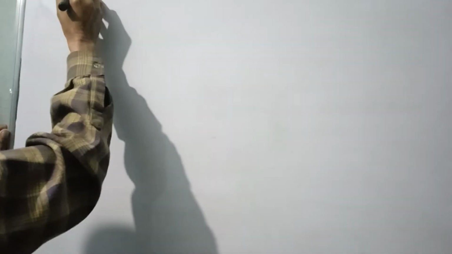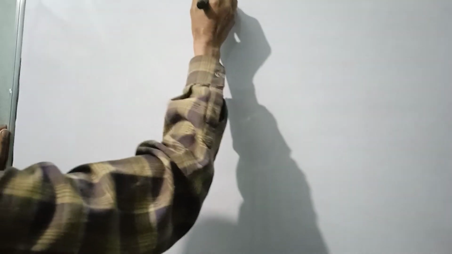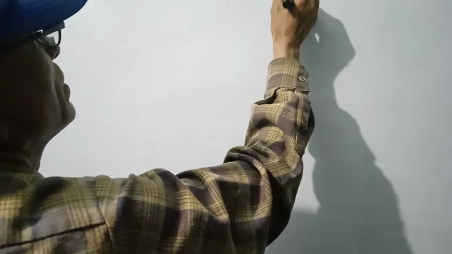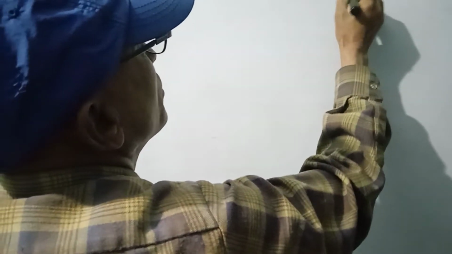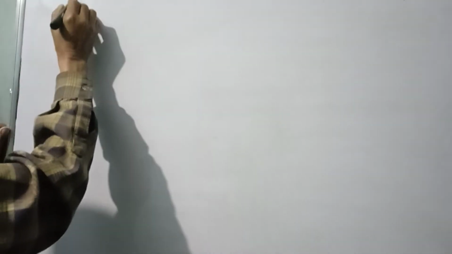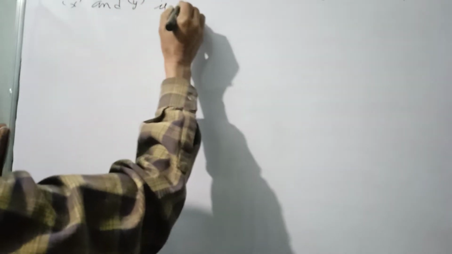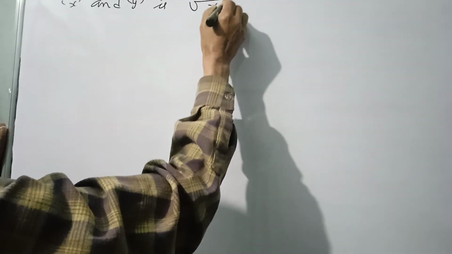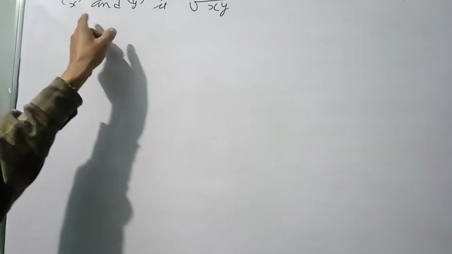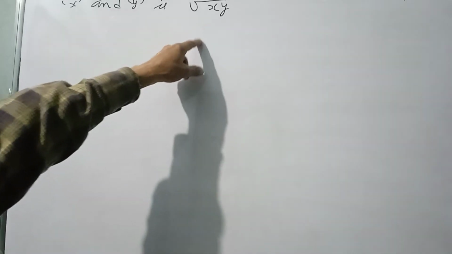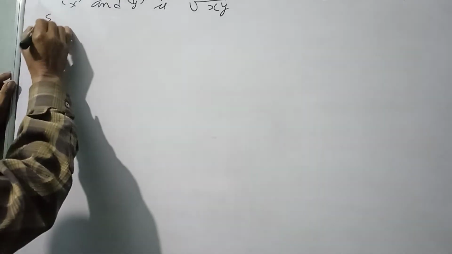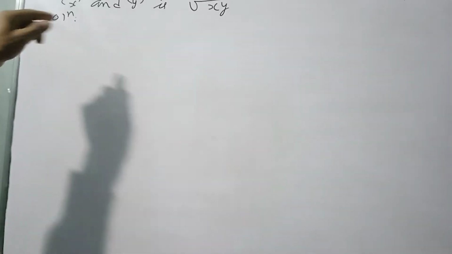Another is how to prove the geometric mean, or geometrical mean, say GM, between, say I have written A and B. You can write X and Y: it is under root XY, the under root of the product of the first and the second terms. How to prove? Solution.